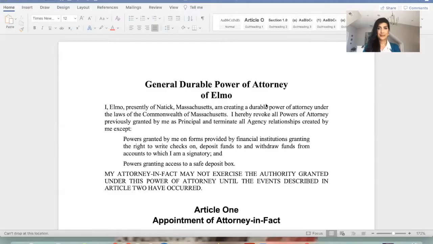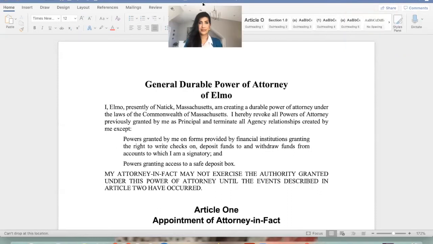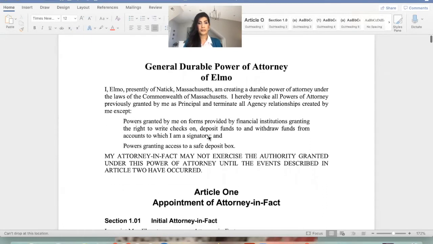So let's talk about the durable power of attorney. What is it? It is the document that kicks in if or when you ever become incapacitated. So let's just dive right in and talk about it. I'll share my screen again. So just like before, we have a hypothetical client, Elmo, and I'm going to walk you through Elmo's power of attorney.